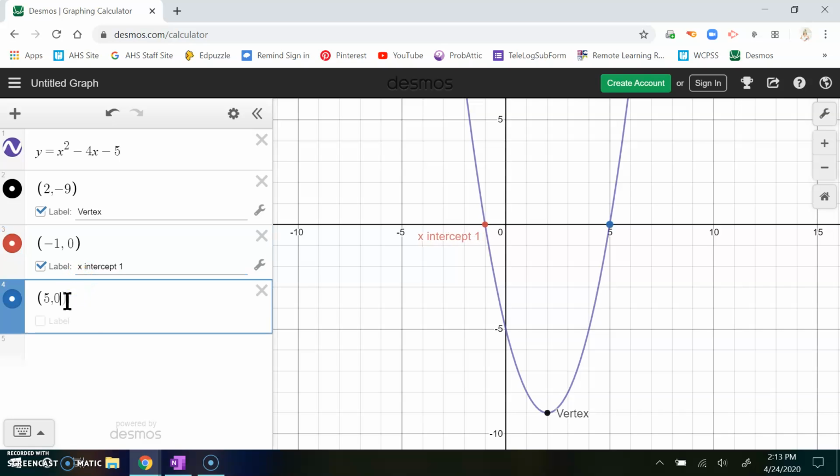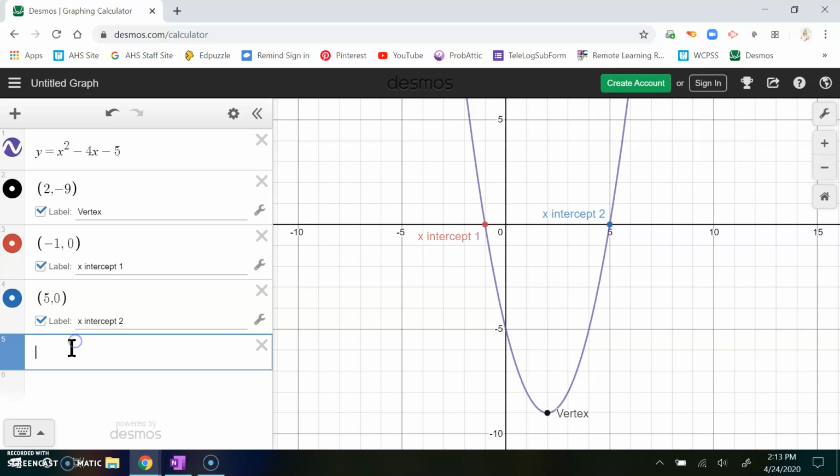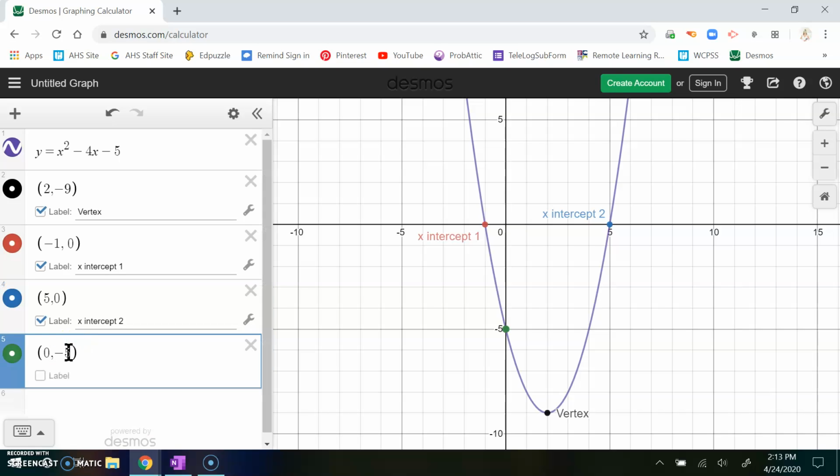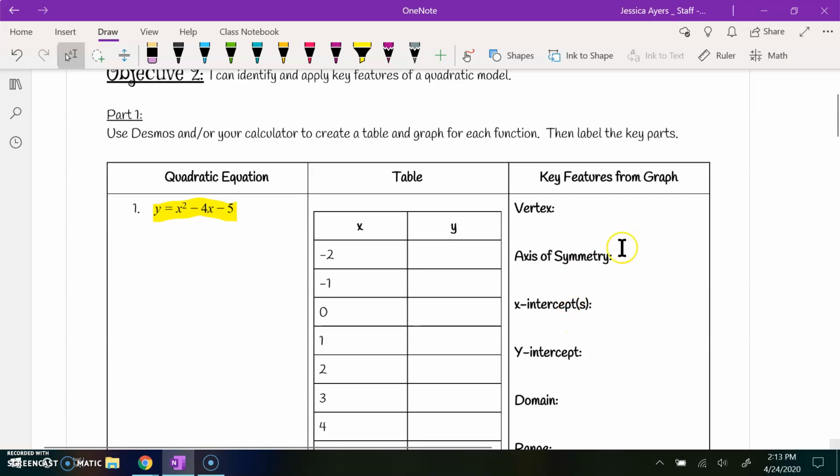And (5, 0) is x-intercept 2, and (0, -5) is our y-intercept. Now, there's one last key feature that's missing, if you note. It also wanted you to find the axis of symmetry.